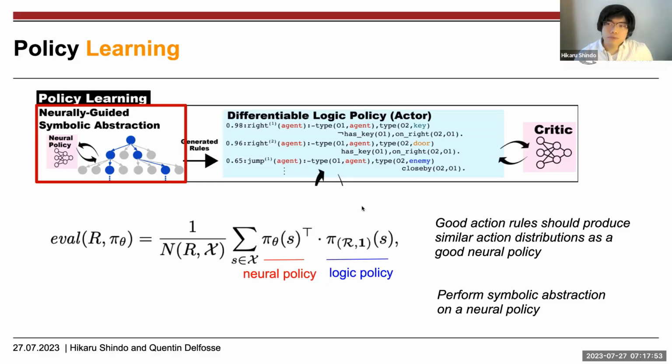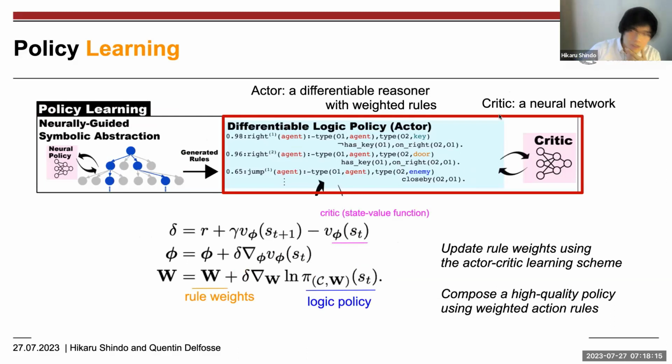So we just choose good rules by guiding using a pre-trained neural agent, and now we have a bunch of rules that define actions, but we don't know which action rules are actually good. So, and in the second, actually go back one.